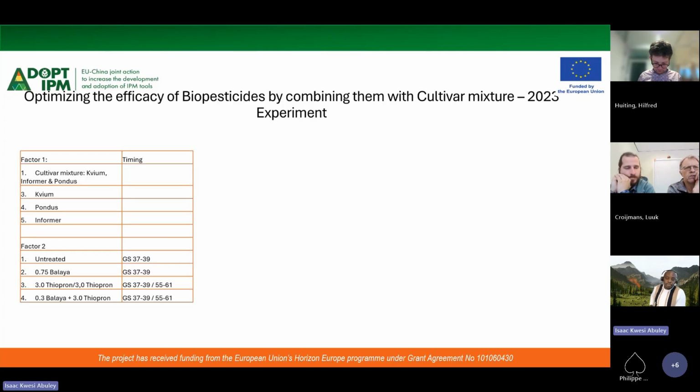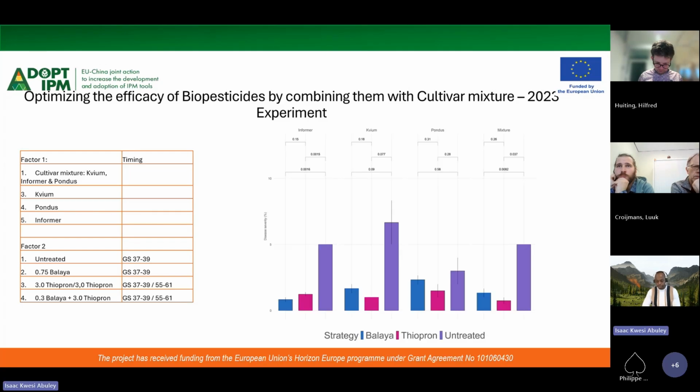So we did some experiments. We had a mixture made up of 3 varieties, and we also had a solo pure stand of each of these varieties. We had an untreated and a fungicide reference, a fungicide called Balaya. Then we had Theoprone, which is the sulfur product. And we had another treatment where we combined a lower dose of fungicide and also added biological products. How did it perform?